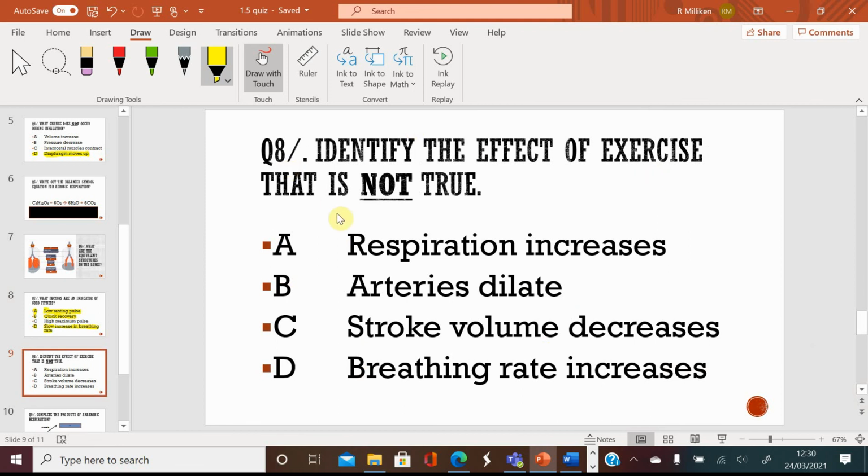Identify the effect of exercise. Not true. Well, respiration rate increases, so that is true. Arteries dilate, they widen. Yes, they do. That's to allow more blood to get to the muscles in order to deliver things and also to pick up the waste. The breathing rate will increase. Yes, so you can get more oxygen in and more carbon dioxide out. The one that's not true is C. The stroke volume is the amount of blood pumped by your heart each beat, and so that has to increase rather than decrease. So the stroke volume would increase whenever exercise is undertaken.